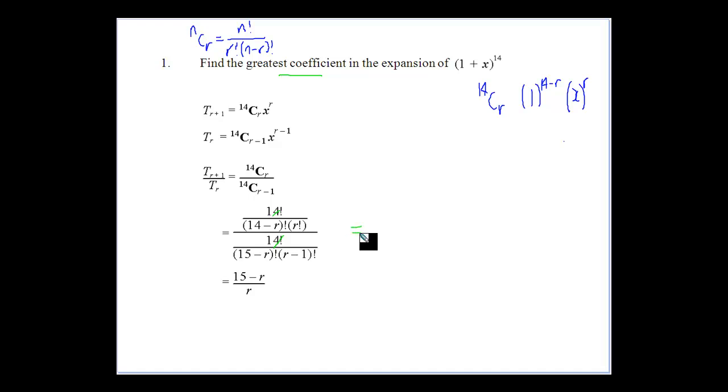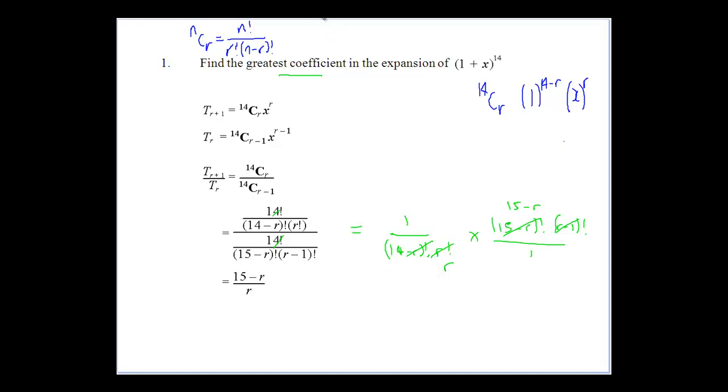Remember, it's really the case we're going to have 1 over (14 minus r) factorial times r factorial, times, and this part's taking the reciprocal of it, (15 minus r) factorial times (r minus 1) factorial over 1. So the 14 minus r cancels with the 15 minus r factorial. So this is a 15 minus r because 15 is 1 more than 14. R factorial cancels with the r minus 1 factorial. It's just going to leave us r. So that's where we get (15 minus r) over r.